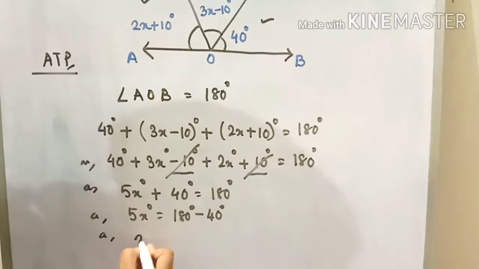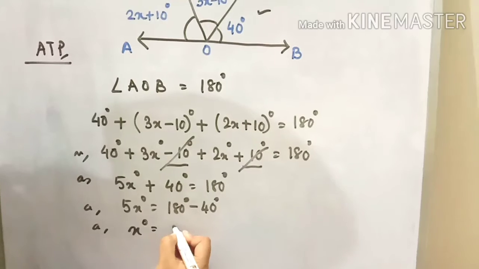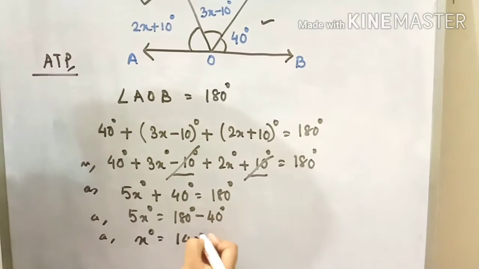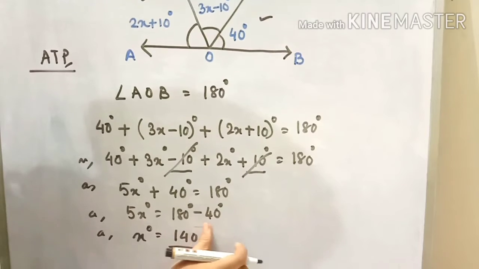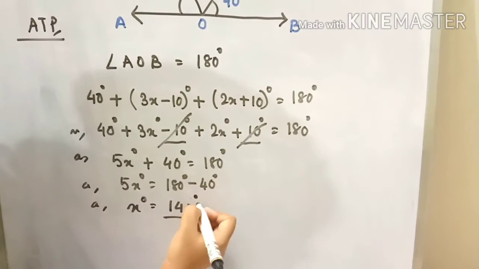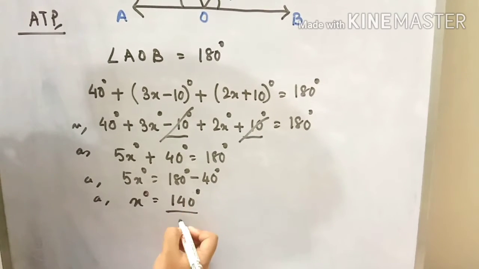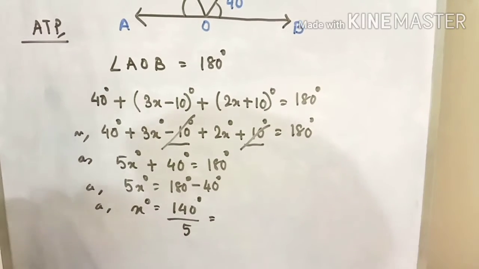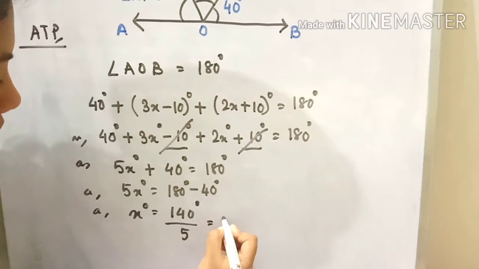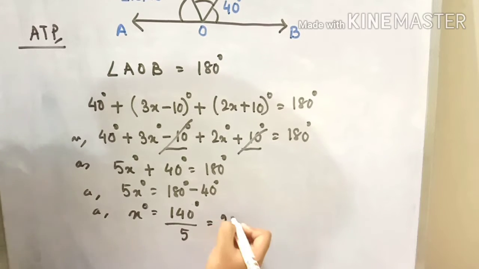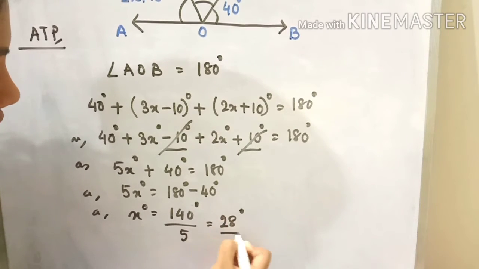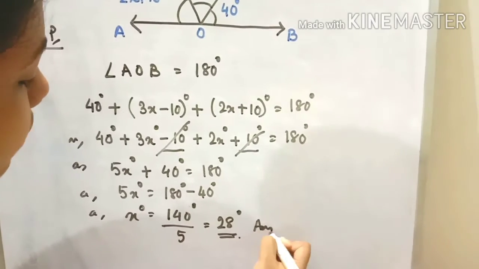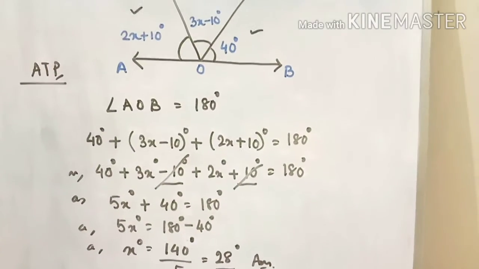So here x degree will be what? 180 minus 40 gives 140 degree, divided by, don't get confused with the degrees, here 140 degree will be divided by 5, that means 28 degrees. So here it has been asked, and the value of x is equals to 28 degree.